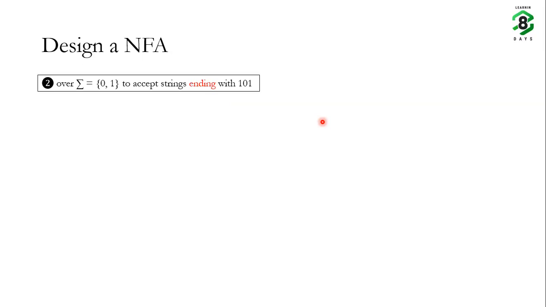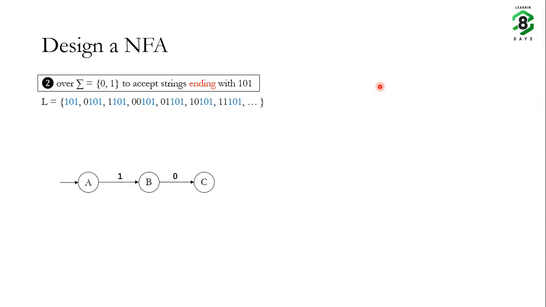This is a similar problem in which we have to design a NFA over input alphabet 0, 1 to accept strings ending with 101. So if you look at the language that is going to be accepted by the NFA, once again the strings that end with 101 are all accepted by the machine. If we design the NFA starting from initial state A, on A if we receive input 1, we go to state B. On B if we receive input 0, we take the machine to state C, and then on C if we receive input 1, the machine goes to a final state F.